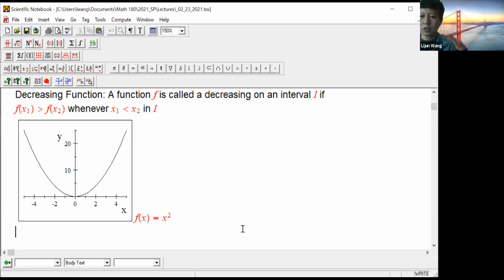Okay, this function is f of x equals x squared. And we can see clearly from the picture, it is decreasing from negative infinity to 0. How do you make that statement to describe it?